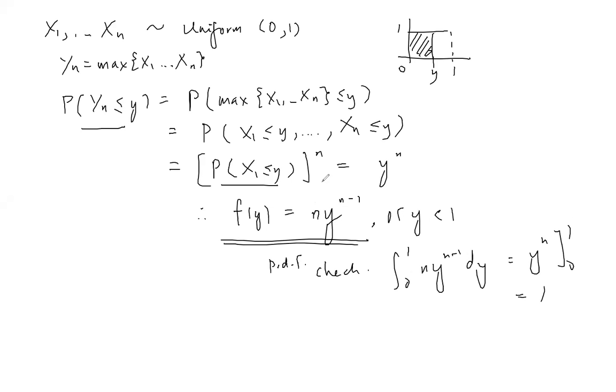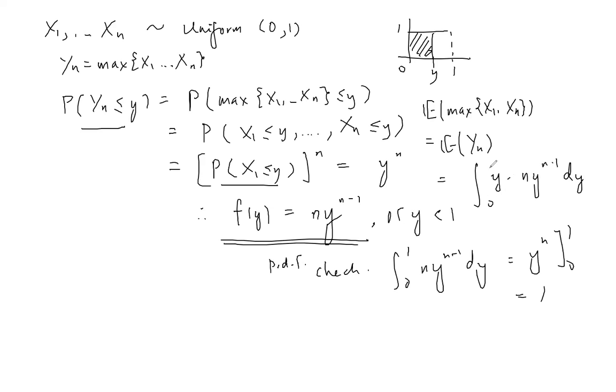Okay. So once you know this, then I can find something like the expectation of the max. So this is basically just the expectation of Yn, and that's very simple. So I'll just take y times n y^(n-1) dy from 0 to 1. So this becomes n y^(n+1) over n plus 1, from 0 to 1. So I get n over n plus 1, okay? Right, so the expectation is n over n plus 1.